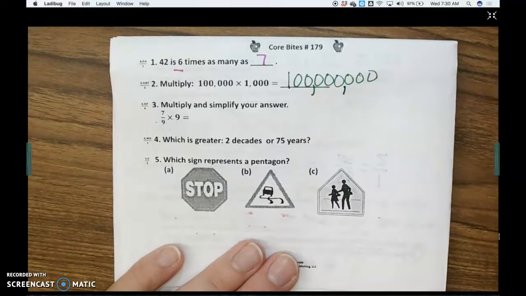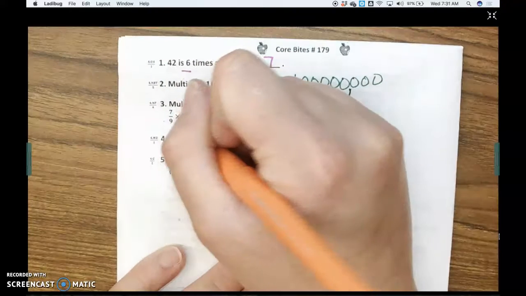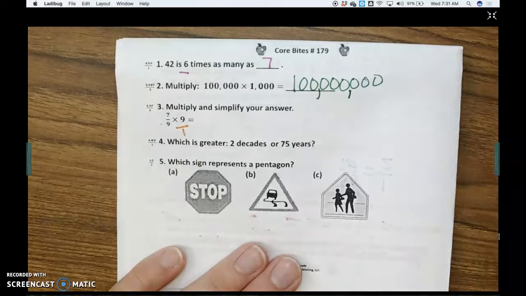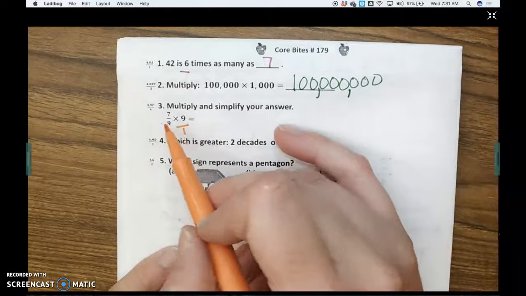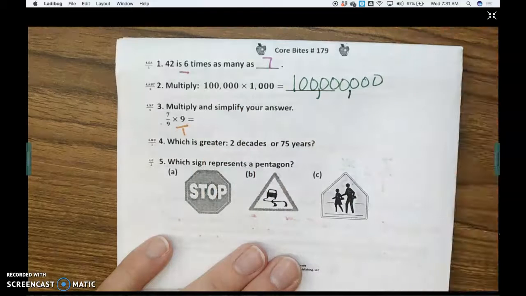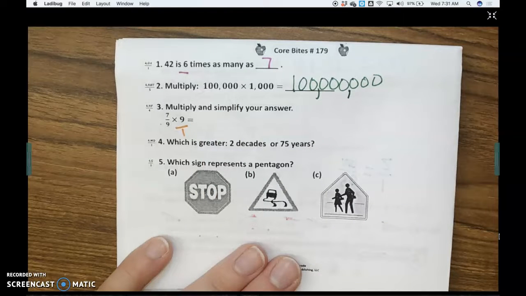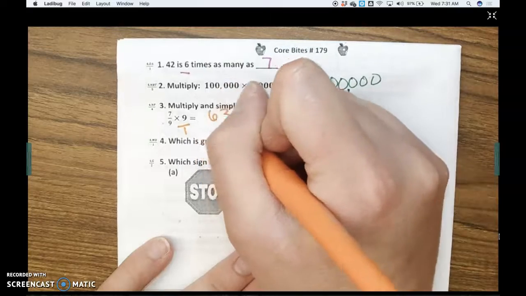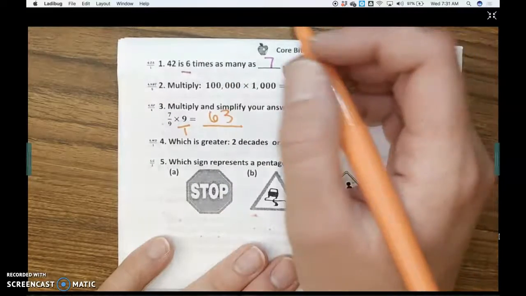For the next one, we're going to multiply. So put a 1 under that 9. So 7 times, nope, 7 times, oh, they changed it on us. Okay, so let me double check. Yep, they did change it, but it's okay. We've got it. So you're going to do 7 times 9, which would give you 63. And then put 9 on the bottom.